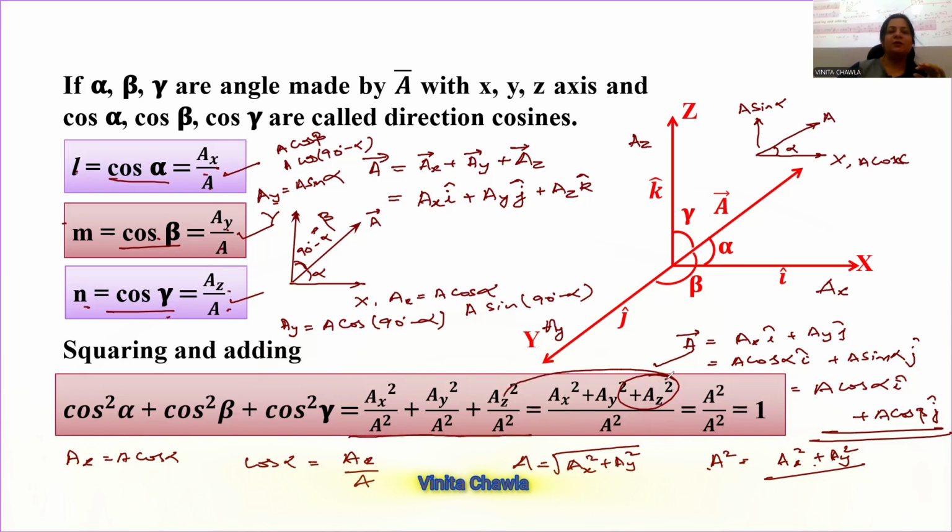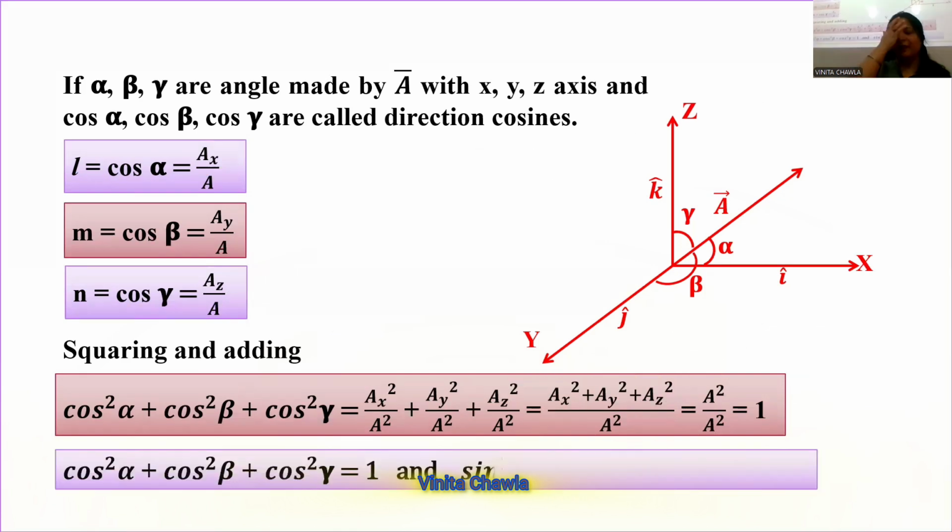And ये जो numerator है, ये क्या है? It is nothing but A square. You're getting 1. Any problem? Any doubt? Cos square alpha plus cos square beta plus cos square gamma is equal to 1, ठीक है। See, we know the identity na, cos square alpha plus sin square alpha is equal to 1. So in place of cos square alpha we can write 1 minus sin square alpha, and for cos square beta we can write 1 minus sin square beta. For this we can write 1 minus sin square gamma. We can write like this. Please do this.